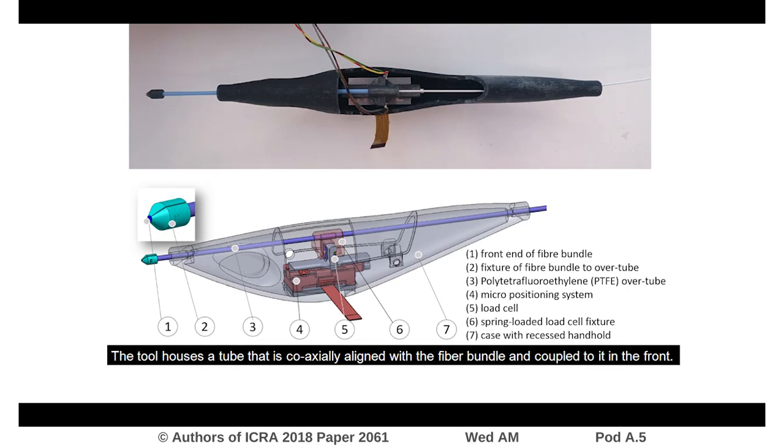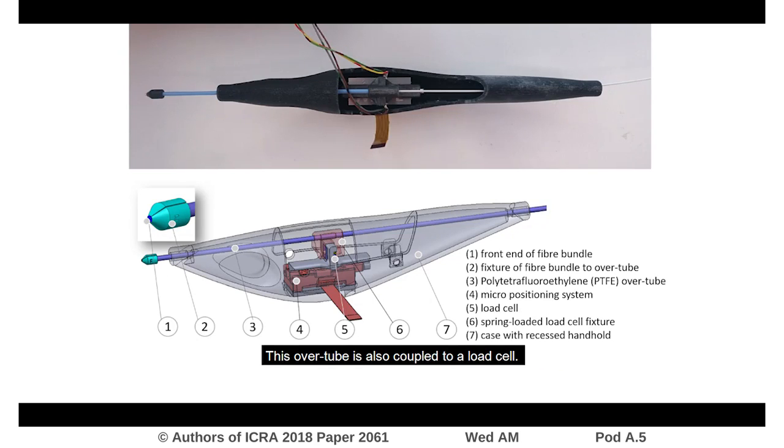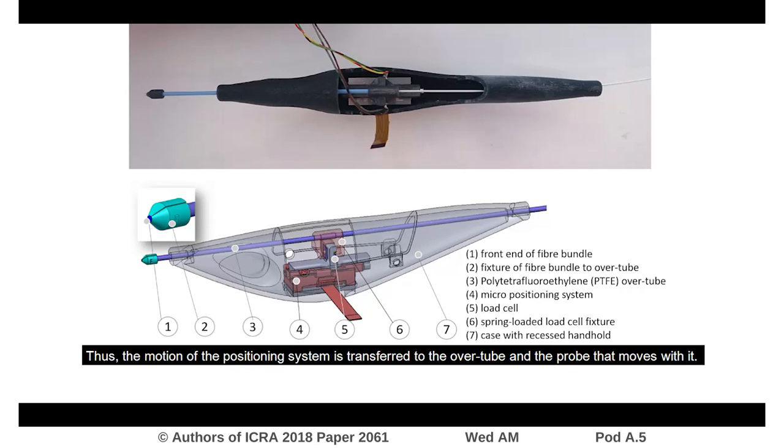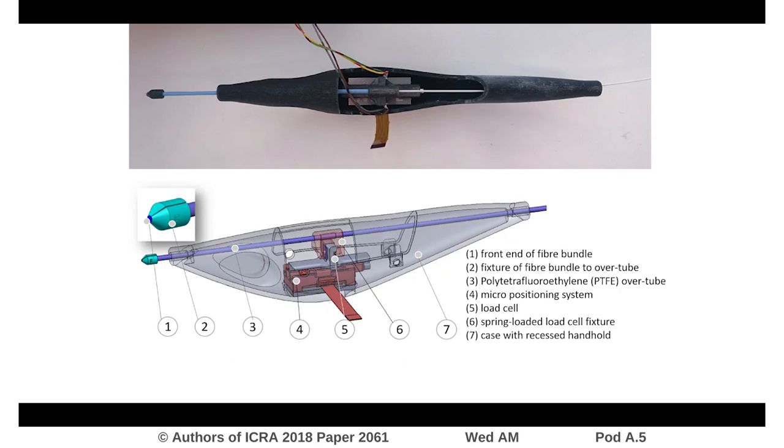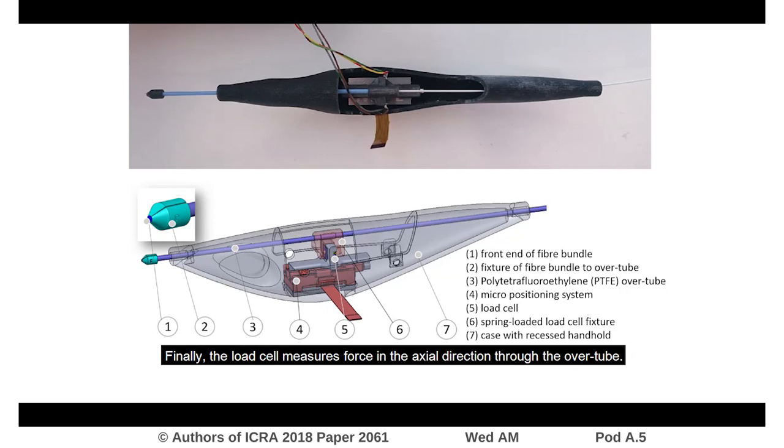The tool houses a tube that is coaxially aligned with the fiber bundle, and coupled to it in the front. This over tube is also coupled to a load cell. The load cell is, in turn, mounted on the axis of a miniature positioning system. Thus, the motion of the positioning system is transferred to the over tube, and the probe that moves with it. Finally, the load cell measures force in the axial direction through the over tube.